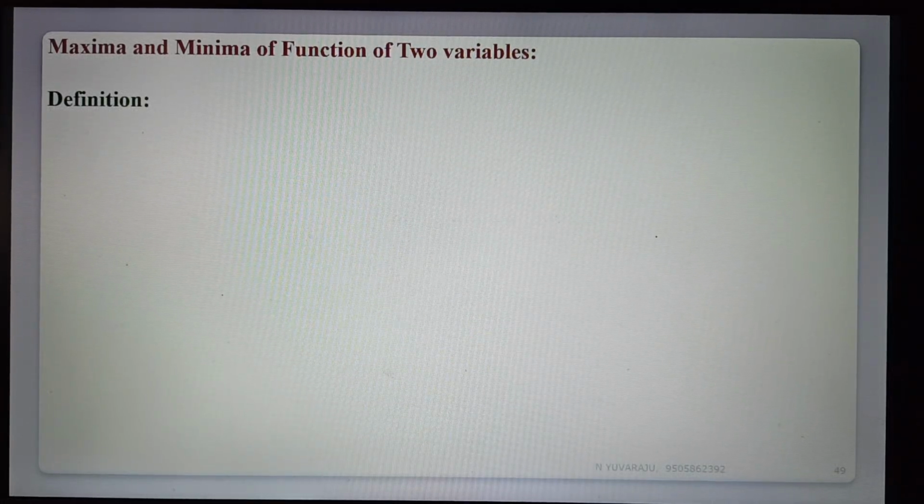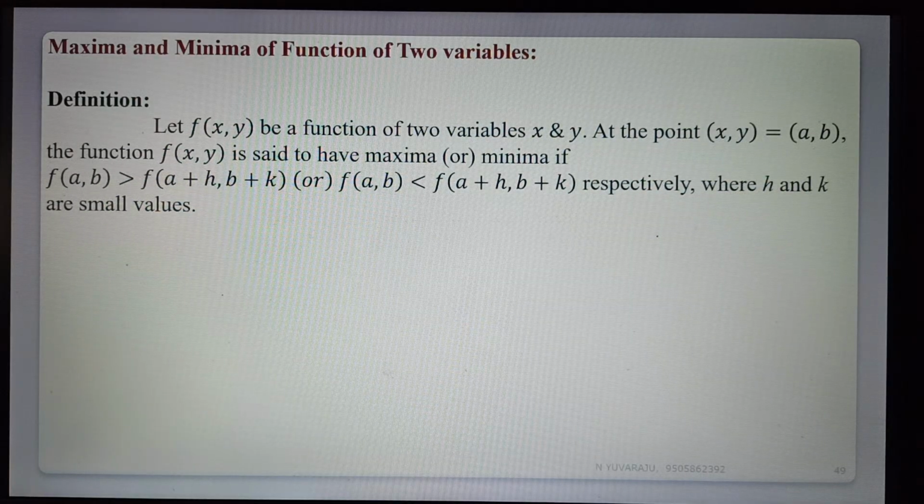Hi students, today we are learning the topic maxima and minima of functions of two variables. That is, a two-variable function f of x comma y having maxima and minima. How to find maxima and minima? First of all, we see the definition.